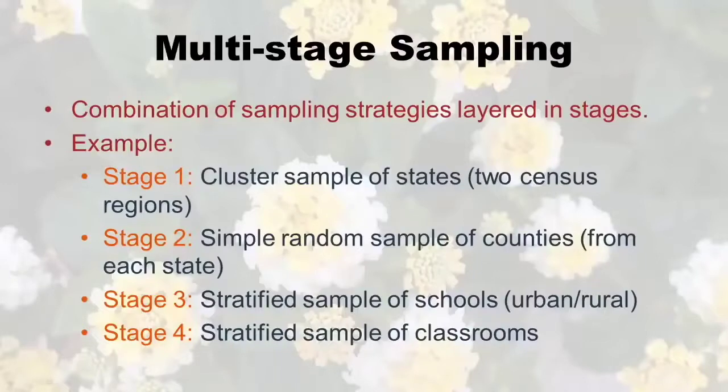Stage four could be a stratified sample of classrooms. So once we figured out our urban schools and our rural schools, we could go in there and look at all the classrooms, freshman, sophomore, junior, senior, and take a stratified sample of those. So it's basically mixing and matching, but you're right, you got to start out with a lot to begin with if you're going to whittle it down in a whole bunch of stages. It doesn't have to be four. I just gave you four.